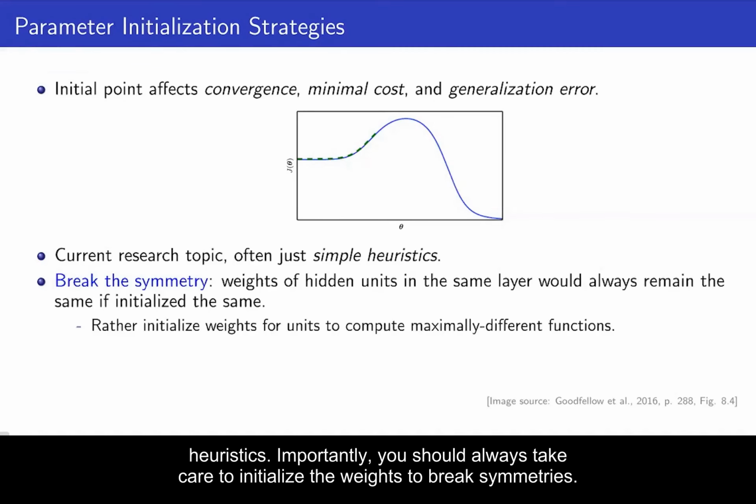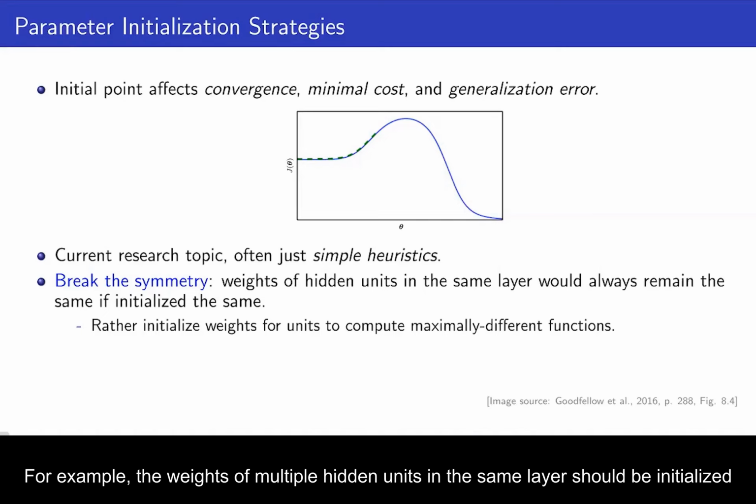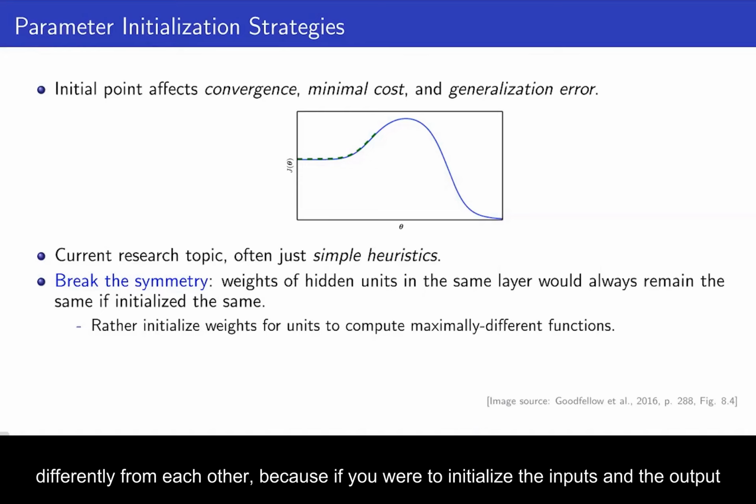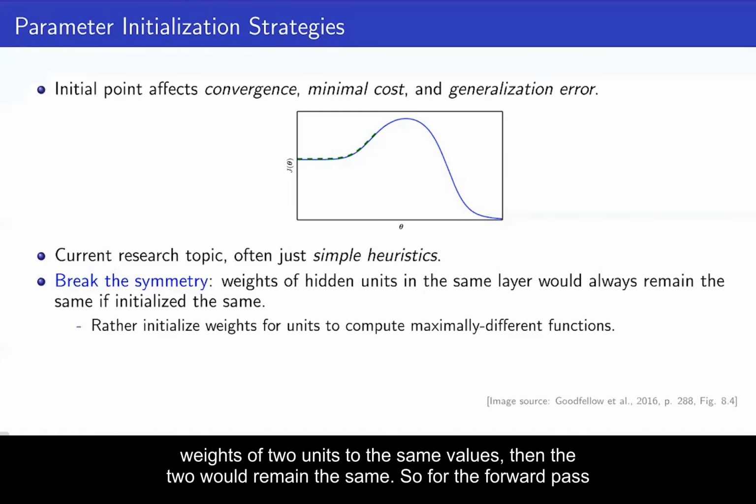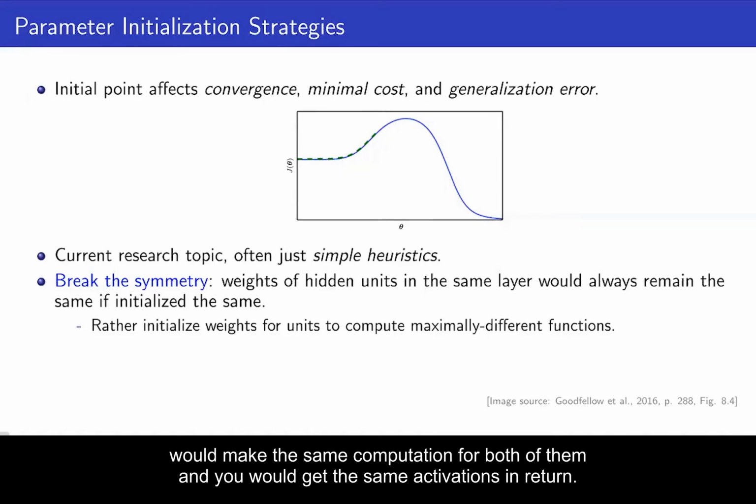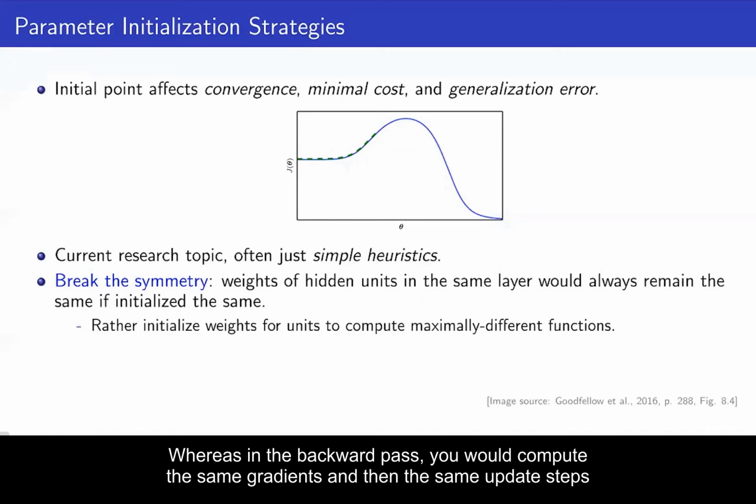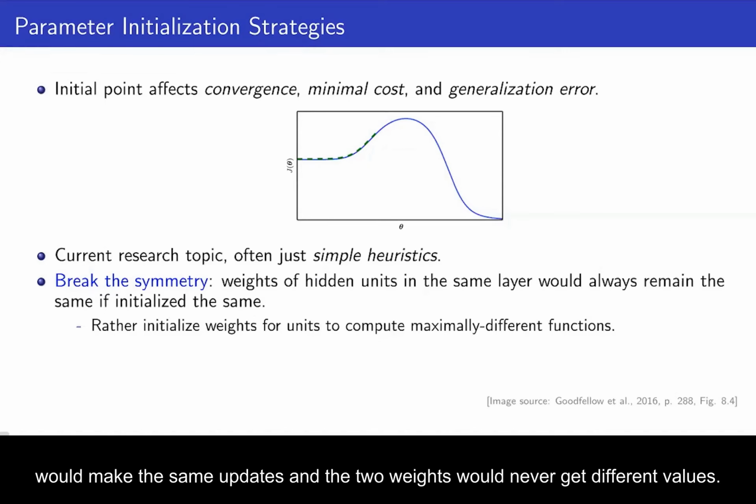Importantly, you should always take care to initialize the weights to break symmetries. For example, the weights of multiple hidden units in the same layer should be initialized differently from each other, because if you were to initialize the inputs and the output weights of two units to the same values, then the two would remain the same. The forward pass would make the same computation for both of them, and you would get the same activations in return. Whereas in the backward pass, you would compute the same gradients, and then the same update steps would make the same updates. And the two weights would never get different values.